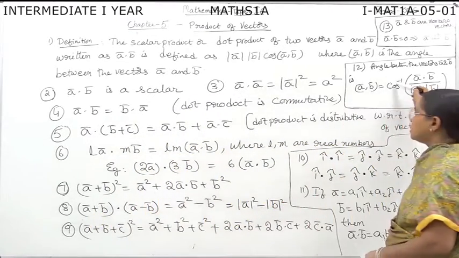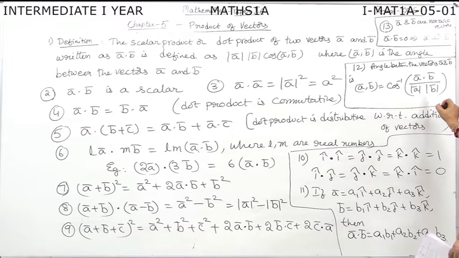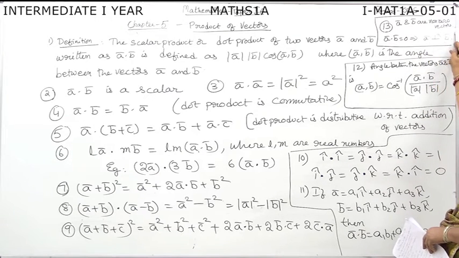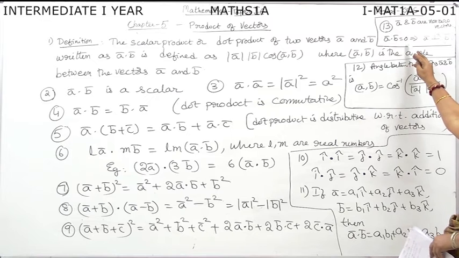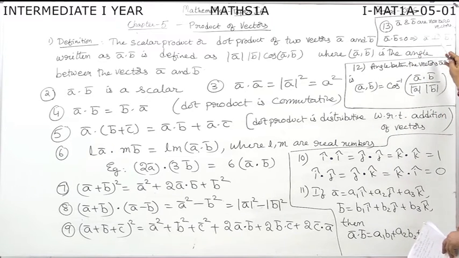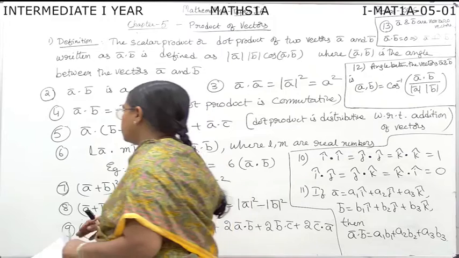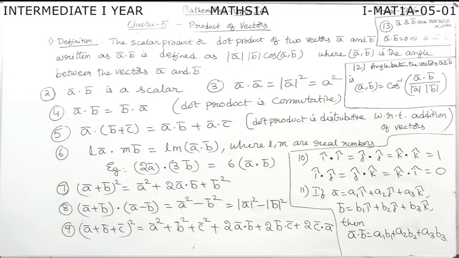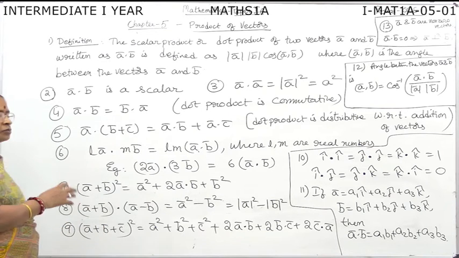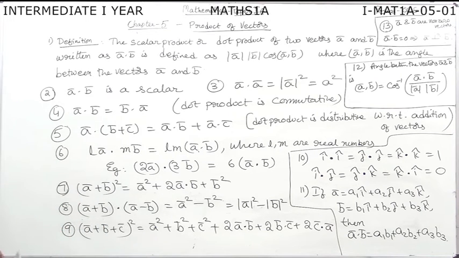Then this is the next property. The angle between two vectors A and B is given by cos inverse of A dot B by mod A mod B. And then if A and B are non-zero vectors and A dot B is 0, then it implies that A is perpendicular to B. So these are the properties. Just copy down all these properties and then we'll solve the problems. If you have all these points in your mind, then you can easily solve the problems.